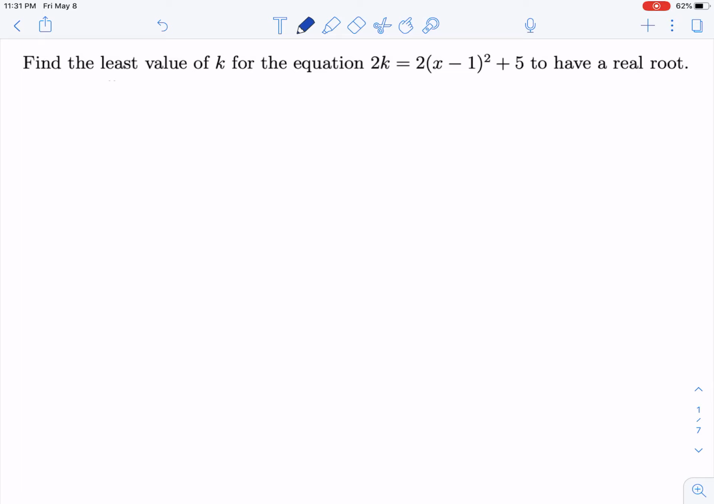Kung gusto nyong pag-isipan at i-solve, pwede nyo i-pause yung video tapos balik kayo mamaya para makita nyo kung tama ba yung sagot nyo. Okay, so i-pause nyo na ngayon. Alright, so itutuloy na natin yung ating solution, no?